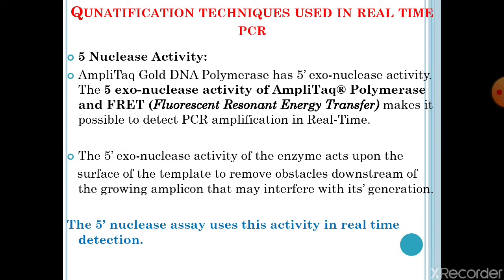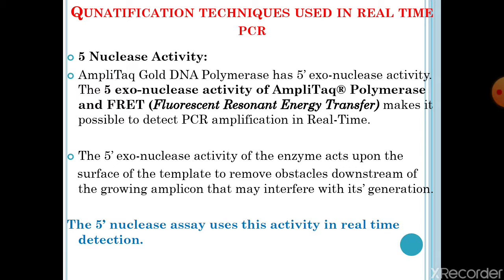Now the techniques for quantification which are used in real-time PCR. So, 5' nuclease activity. The Taq Gold DNA polymerase has 5' exonuclease activity. The 5' exonuclease activity of Taq polymerase and fluorescent resonance energy transfer makes it possible to detect PCR amplification in real time. So, one of the methods is the 5' nuclease activity.